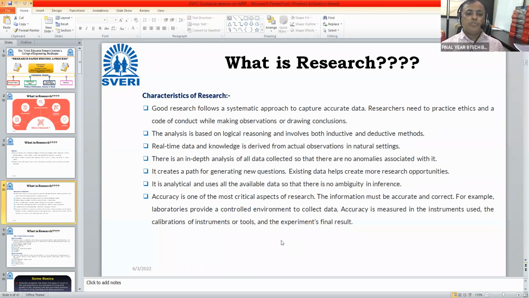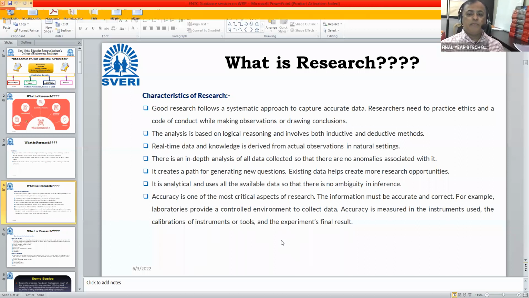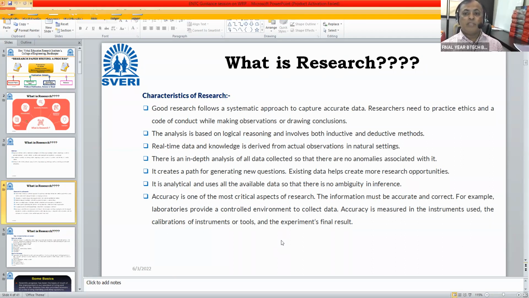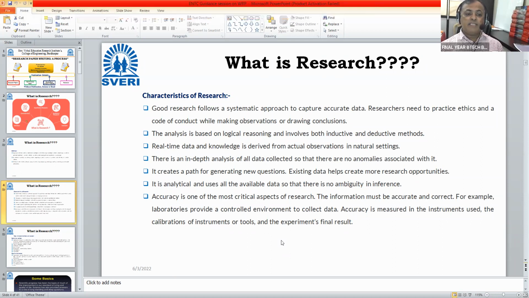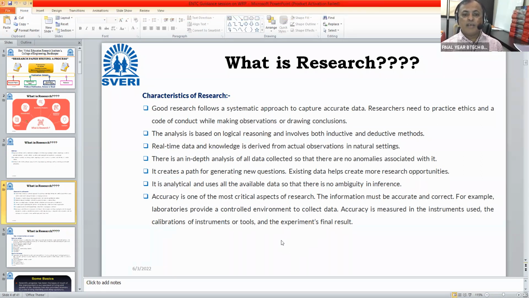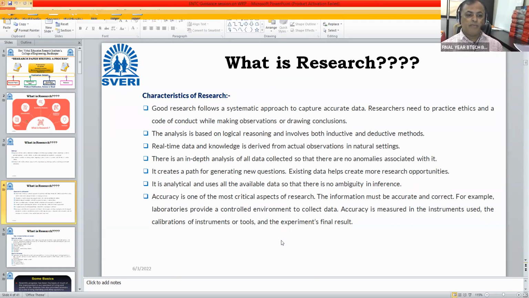Accuracy is one of the most critical aspects of research. The information must be accurate and correct. So obviously, when you implement any kind of method, a new method, you have to find out some parameters which will help you to prove whether your method is correct or not. And in that sense, accuracy is one of the most important parameters or a critical aspect of the research, where you can check whether your method is good enough or not.